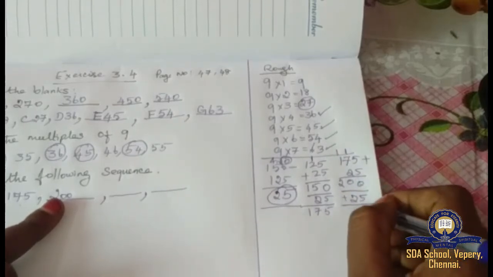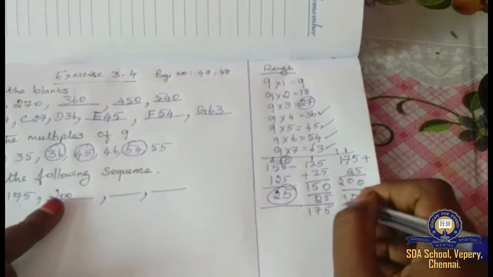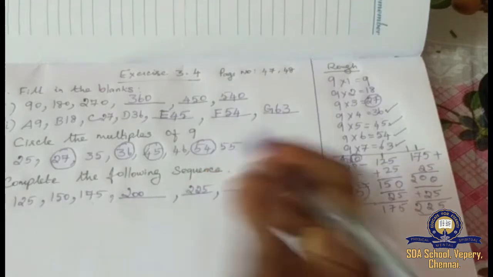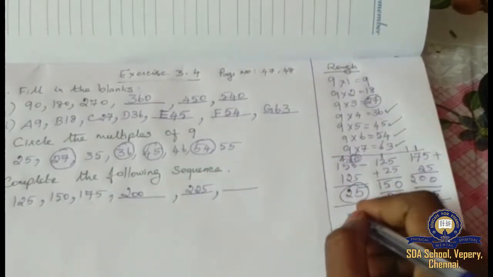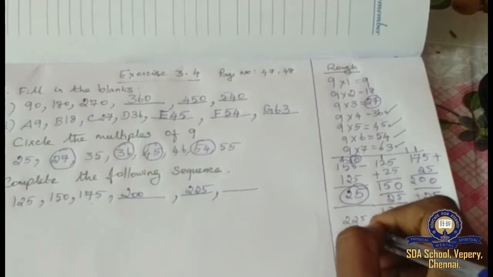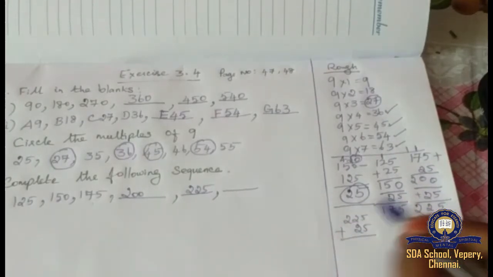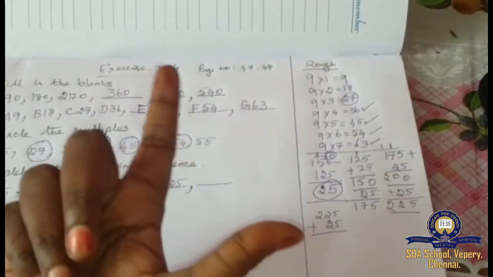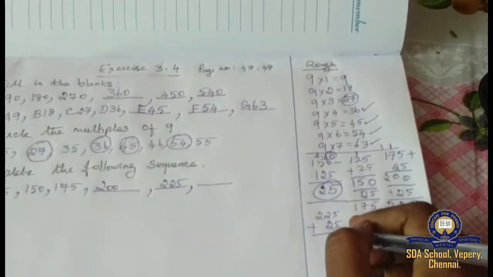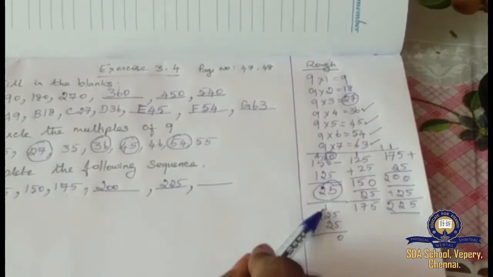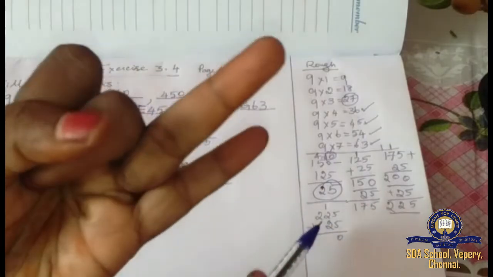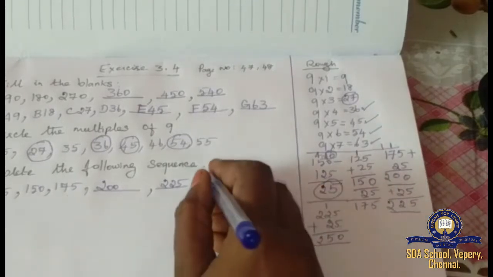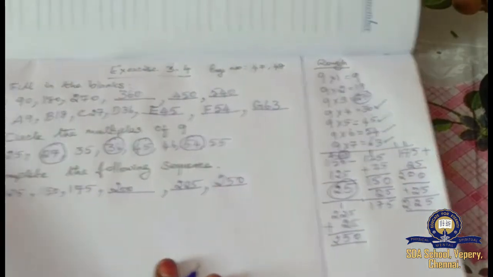So 5 plus 0, 5, 2 plus 0, 2 and 2. 225. The next number is 225. To find the next number, you have to add 225 with 25. 5 plus 5, 5, 6, 7, 8, 9, 10. So 0, 1 here, 2 plus 1, 3, 3 plus 2, 4, 5. Then 2, 250. Here 250.